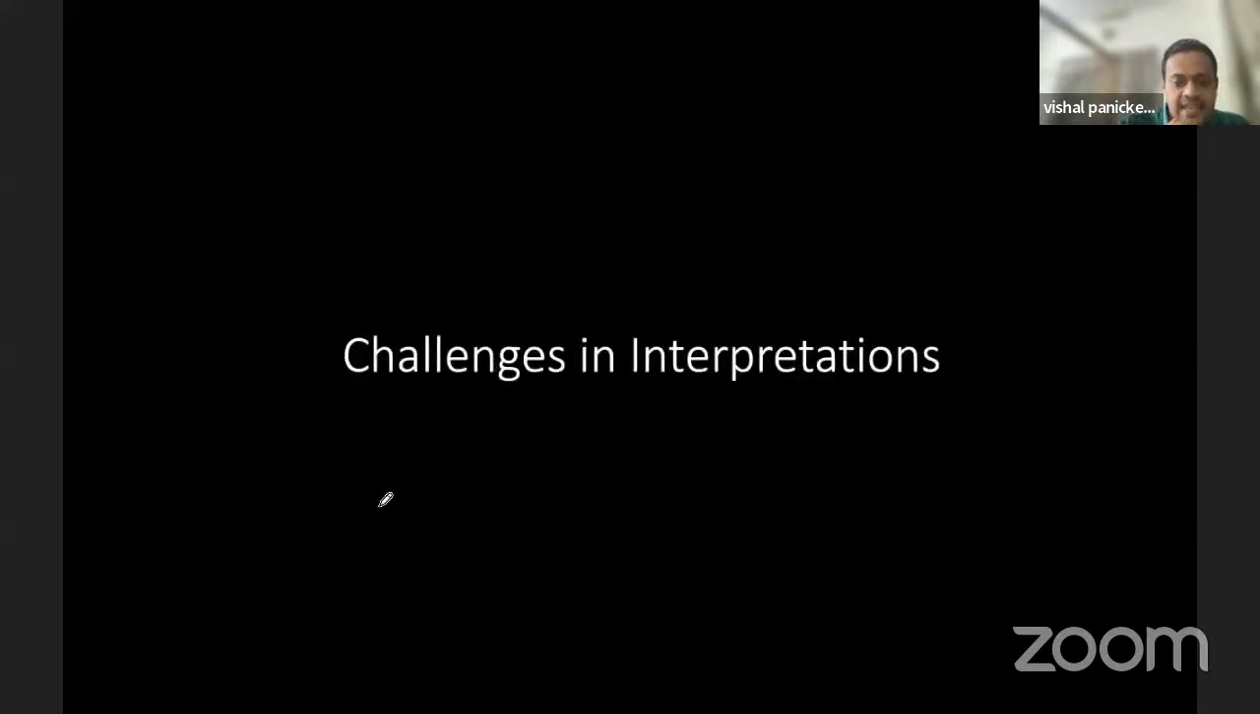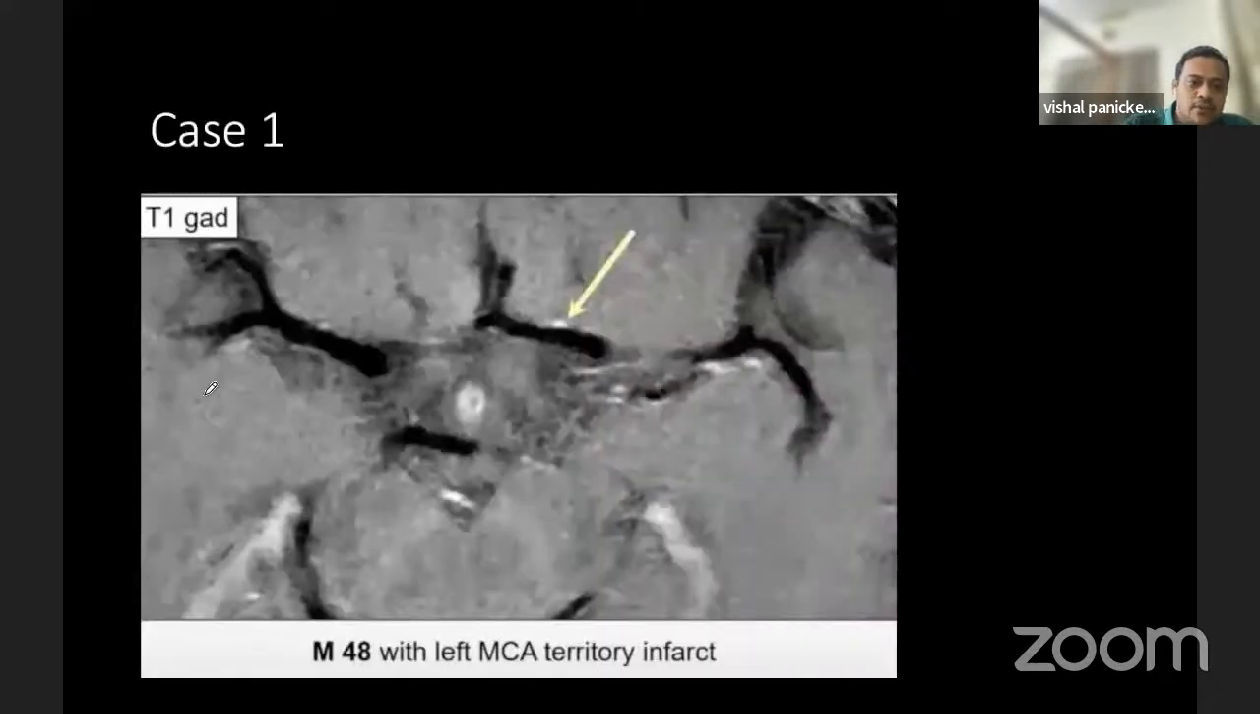What are the challenges in interpretation of vessel wall imaging? Is it straightforward? This is a case with a left MCA territory infarct, a male with a left MCA territory infarct who underwent vessel wall imaging. This is a T1 contrast image, and it shows a uniform small enhancement along the superior wall. Is it an atheroma? Is it a dissection?